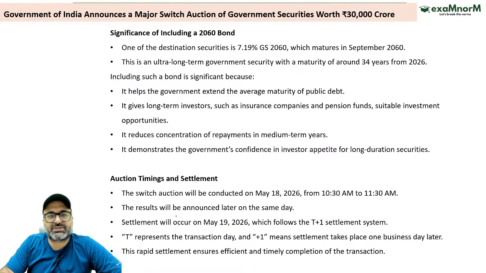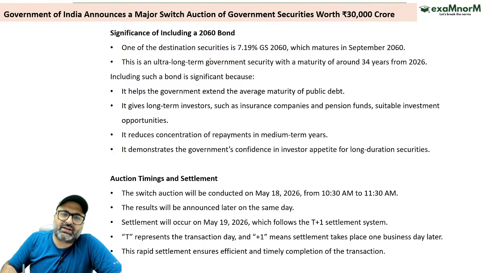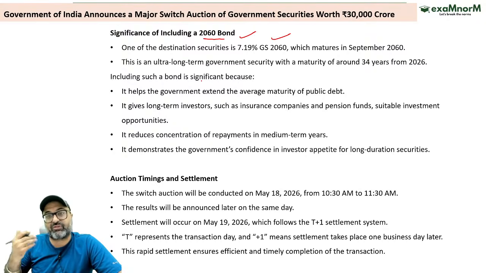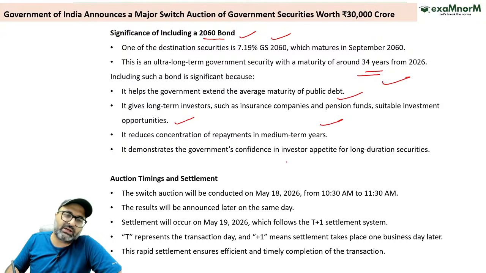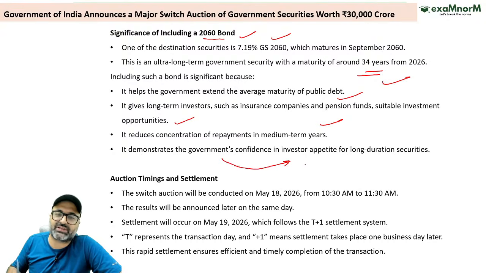Now the next point is, what is the significance? As I already said, the significance is why government has issued this 2060 bond. So one of the destination security with a rate of interest of 7.19%, maturity September 2060, ultra long term government security maturing after 34 years. So government को पैसा मिल गया long term के लिए, public ने अपना पैसा invest कर लिया long term के लिए. It reduces the concentration of repayment in the middle term, as well as it demonstrates government confidence in the investors' appetite for long duration securities.